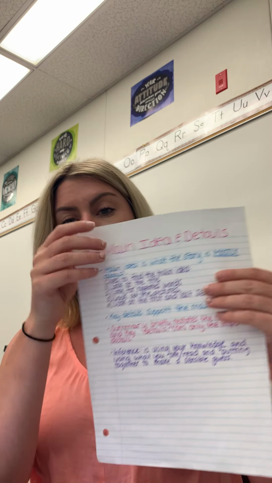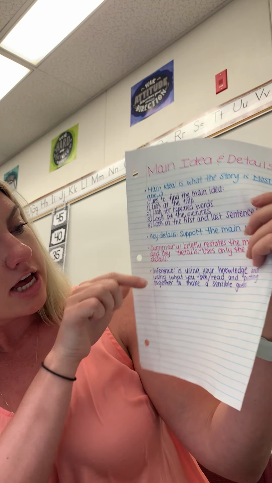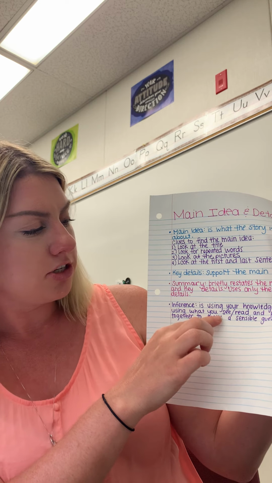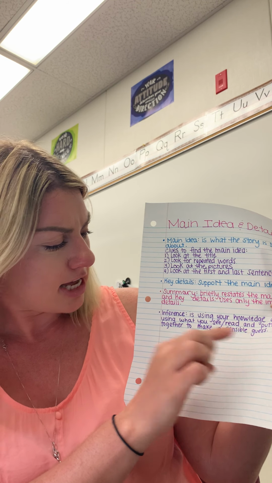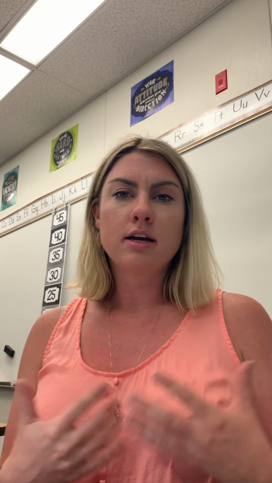We also wrote it down in our main ideas and details little anchor chart. So your inference is using your knowledge and using what you see or read and putting it together to make a sensible guess or educated guess. You're not just coming out of nowhere with it. It needs to be for a reason. Why did you say this? Well, because it had a bear and it had other stuff. That's why I chose this as my inference.